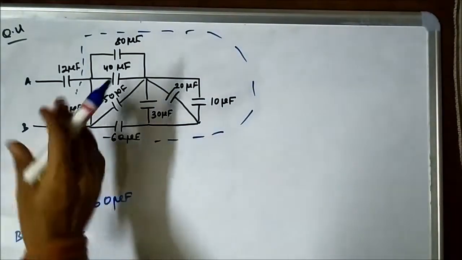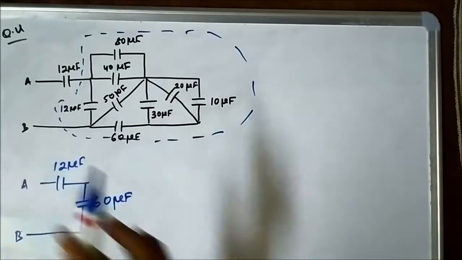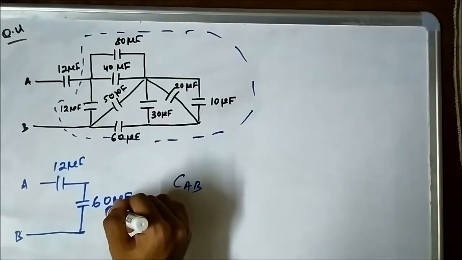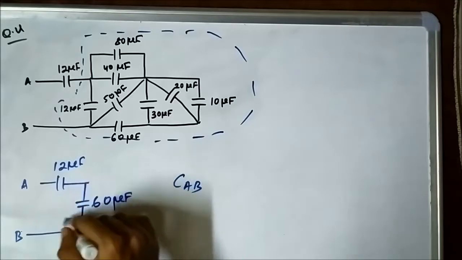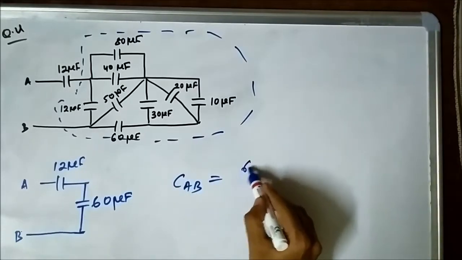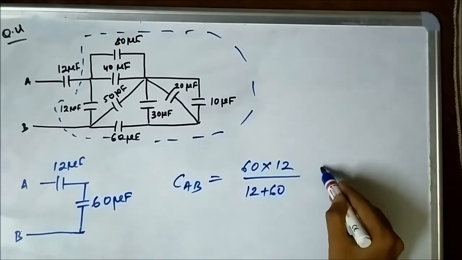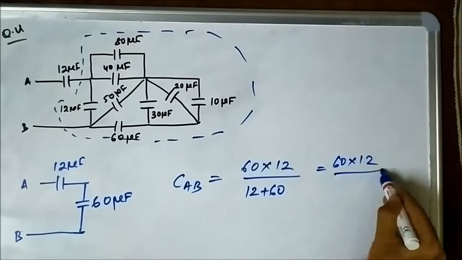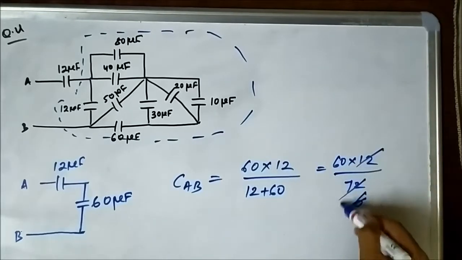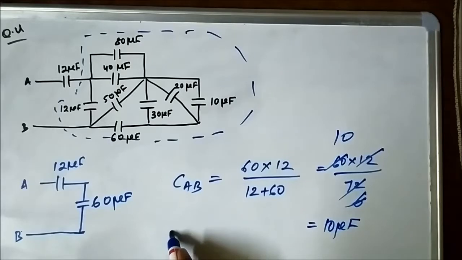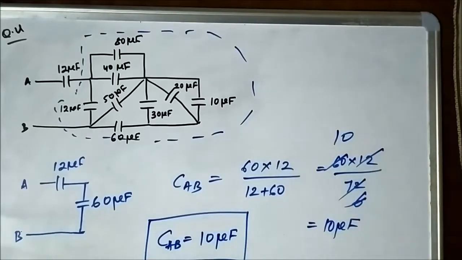Now the question asked is to find out the equivalent capacitance across AB. Because 12 microfarad and 60 microfarad are in series across A and B, with an end-to-end connection, it will be 60 into 12 by 12 plus 60, which is 60 into 12 by 72. This is 10 microfarad. So the total equivalent capacitance across the points A and B is 10 microfarad. This is the answer.